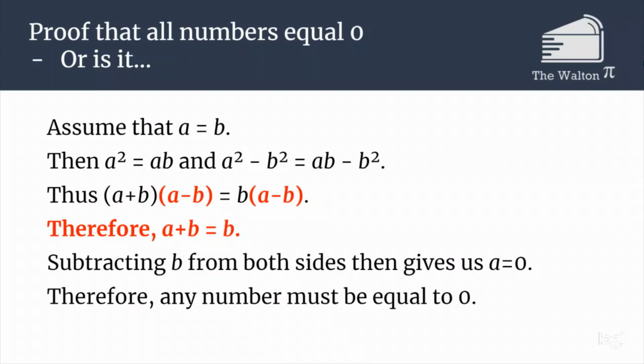So what we did was we actually just divided by 0, and we got a contradiction, which tells us that we are not actually able to divide by 0. This isn't a proof that every number is equal to 0. It's actually a proof that you can't divide by 0.